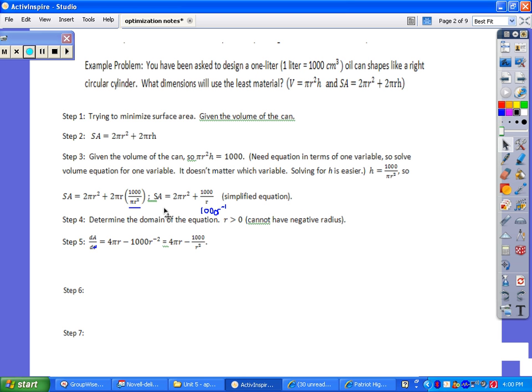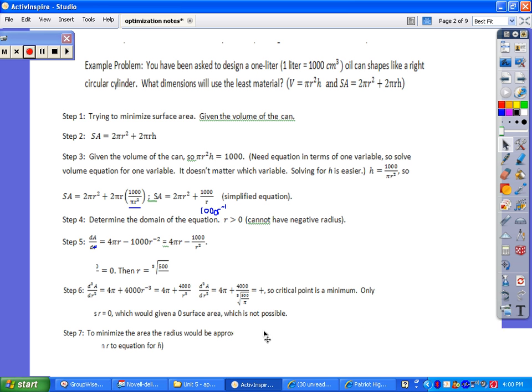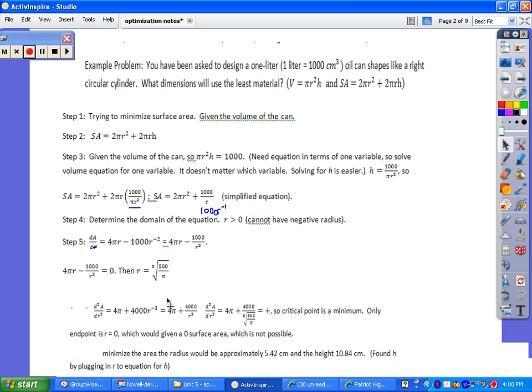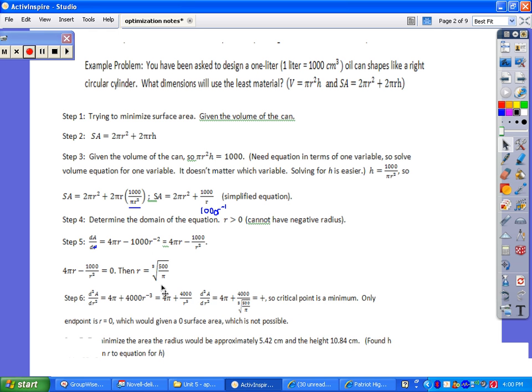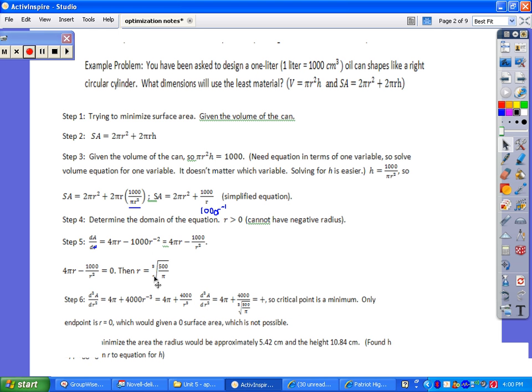To find the critical points, we set it equal to 0, and we solve for r, for our radius. So if we set it equal to 0 and we solve, we have 4 pi r minus 1,000 over r squared is equal to 0.